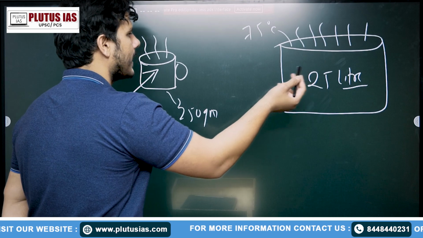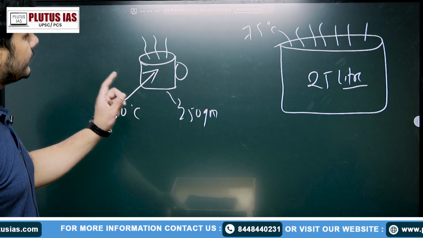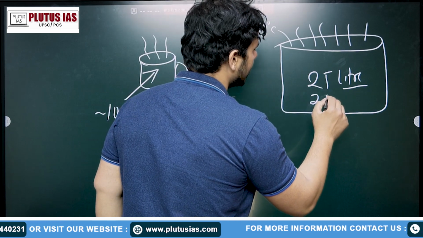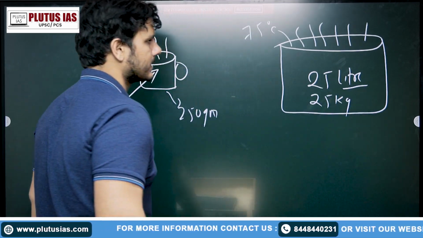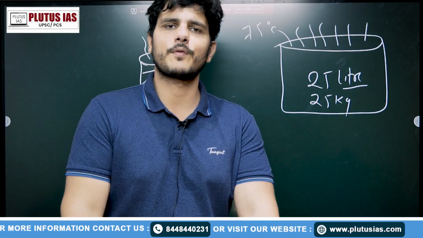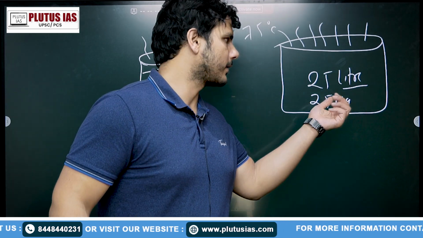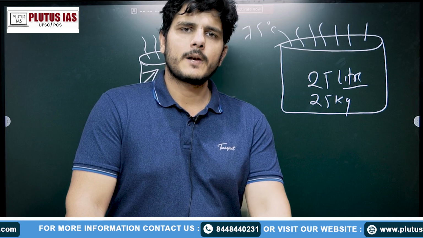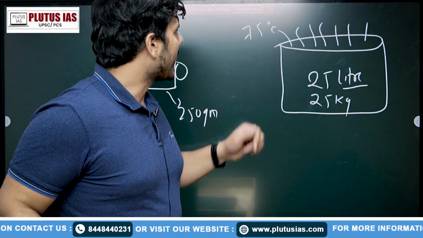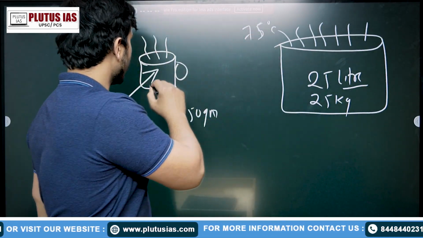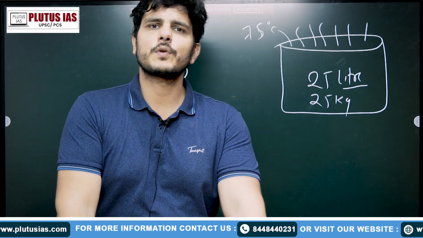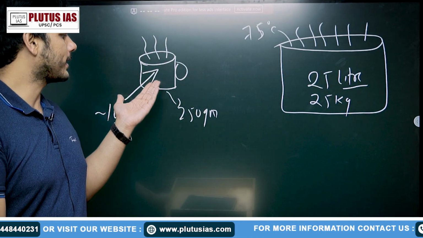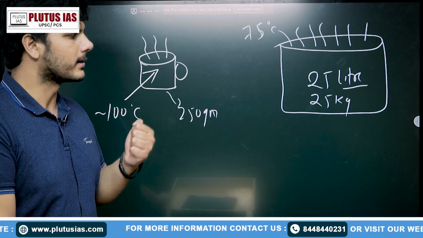Now let's say its temperature is 75 degrees C, but its capacity is 25 liter. Okay, we have 25 liter of water in this tub and 250 gram of water in this mug. In place of 25 liter I can also write 25 kg, because you know the density of water is near 1, so I can convert between these two. So if someone asks you, if one is at 75 degrees C and the other is at 100 degrees C, which one of them is hotter? Easy for you, it is the water in this mug, it is hotter.